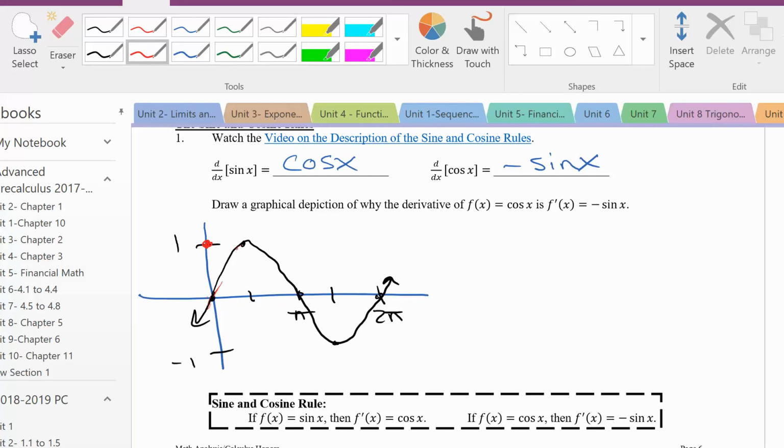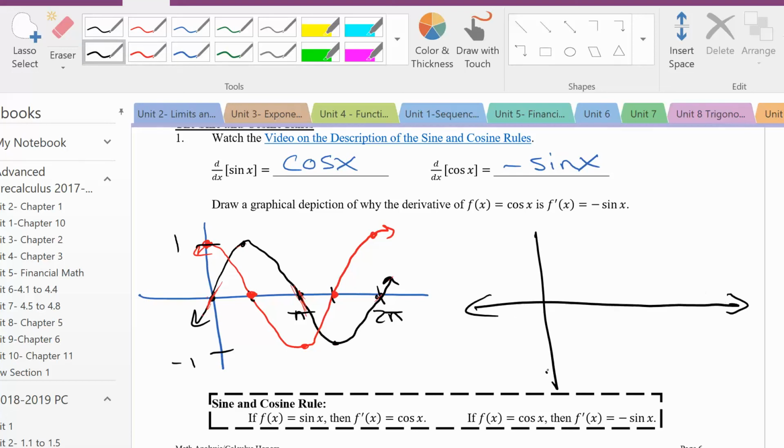Then when you get to here, it's a changing point, and remember, what's the slope of a changing point? It's 0. And then the slope here, notice it's going down, so it's -1. And then here it's a changing point, so the slope is 0. And then here it's going up again, so the slope is 1. So notice here's the graph of the derivative, and notice this graph is the cosine graph. So that's why the derivative of the sine, which means the graph of the slope, is the cosine.